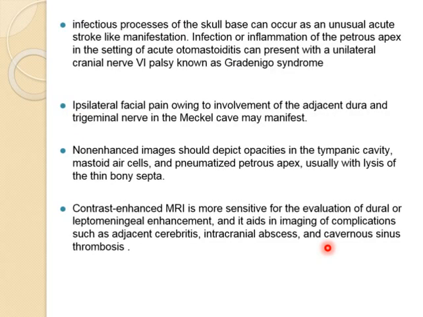Another infectious process of the skull base that can cause an unusual stroke-like manifestation is infection or inflammation of the petrous apex in the setting of acute otomastoiditis. It can present with unilateral cranial nerve palsy as Gradenigo syndrome. Gradenigo syndrome is which cranial nerve palsy? Abducens, six.